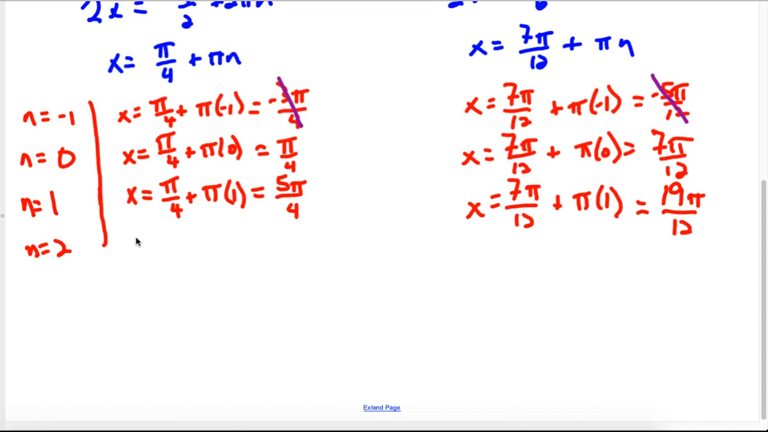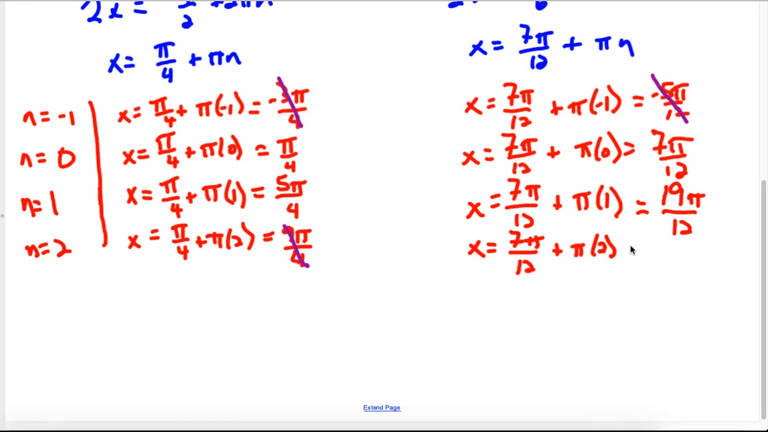Let's try n equals 2. So here, pi over 4 plus pi times 2. Well, that'll be 8 pi over 4 plus 1 pi over 4, which is 9 pi over 4. That is greater than 2 pi, because 2 pi in terms of fourths would be 8 pi over 4. Then something similar will happen here. 7 pi over 12 plus pi times 2 will be 24 plus 7, which is 31 pi over 12, which is greater than 2 pi.